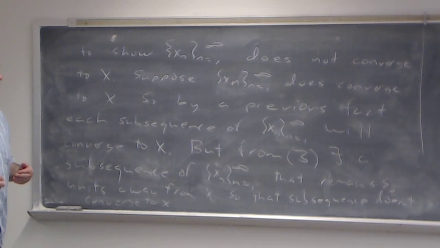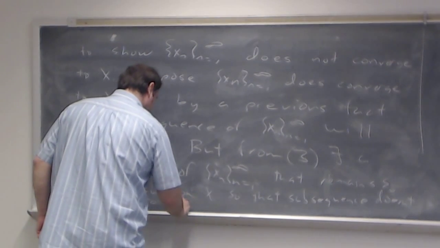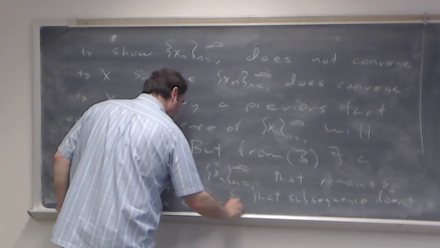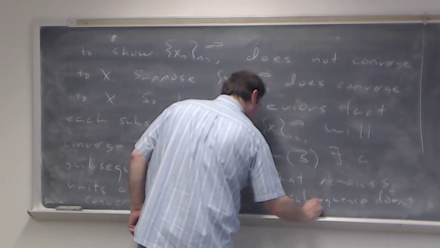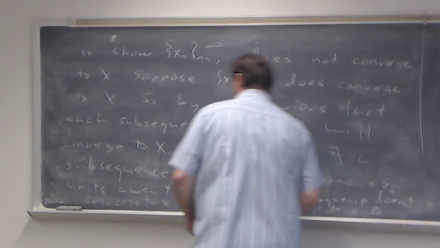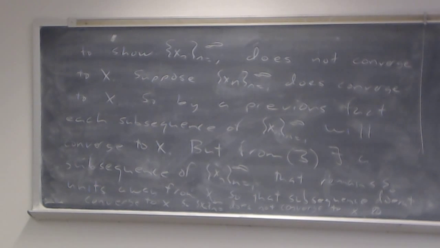So we didn't do anything wrong with our logic. We assumed something, and from that we got a conclusion that's impossible. So that means what we assumed must not have been true. And what we assumed was that x of n converges to x. So that means x of n does not converge to x. And then that is the end of the proof. We've shown the 3 statements are equivalent. Does anybody have any questions?